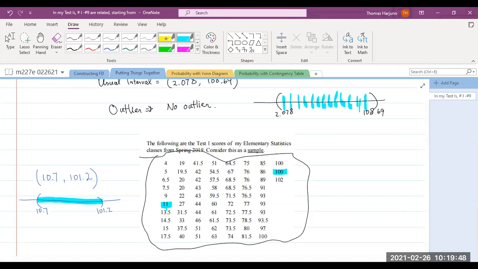Okay, so the outliers will be these numbers. Then you just list all of them. The outliers are 4, 5, 6.5, 7.5, 9, 102. You see what I mean? Outliers are defined to be those data points that are not in the usual interval.